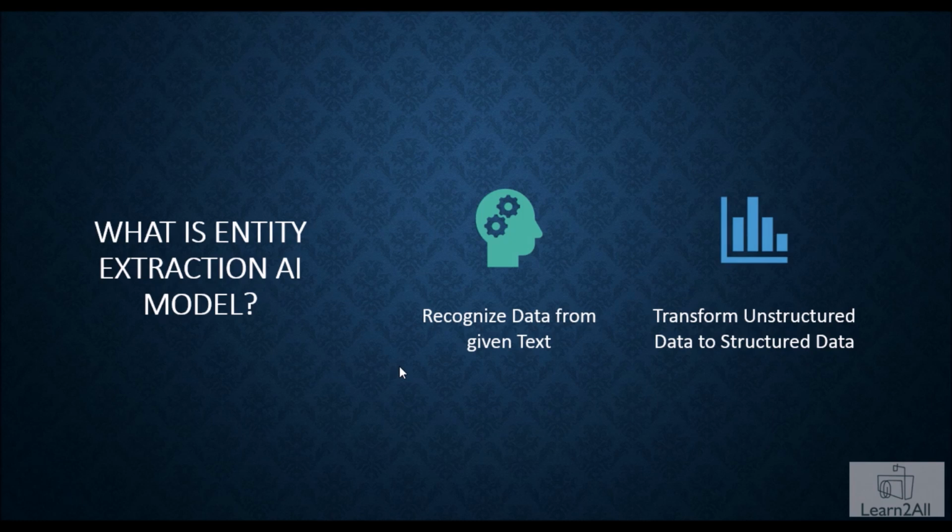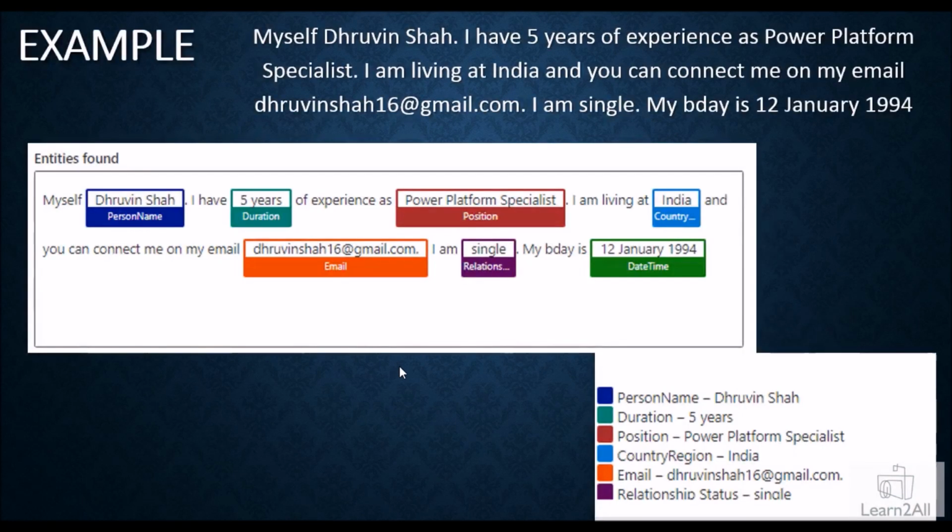And the entity extraction AI model does the same procedure. It will extract the entities from your unstructured data and convert them to structured data to use for your business need. So basically, it recognizes the data from a given text and transforms unstructured data to structured data that can be used for further investigation.